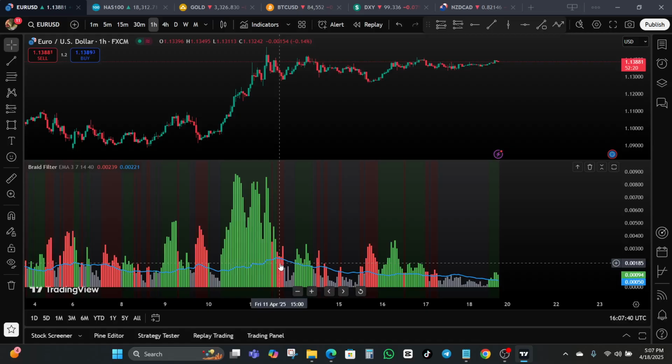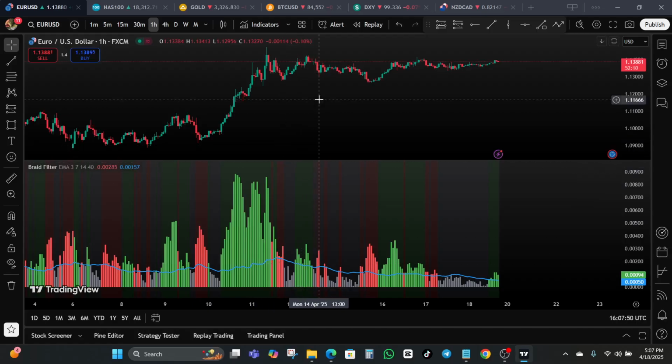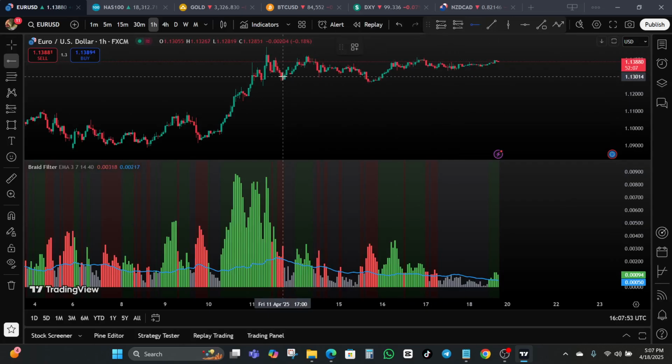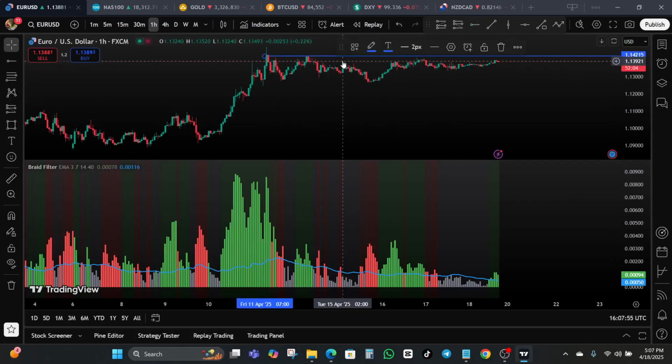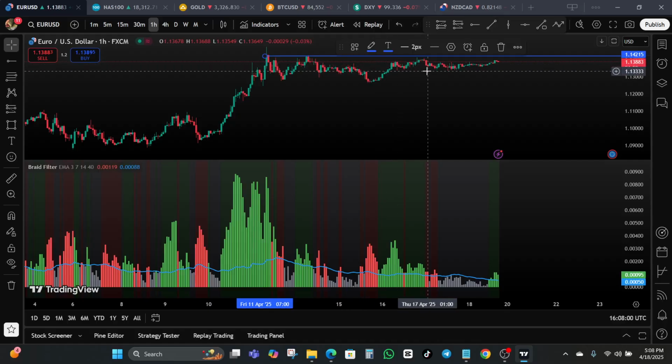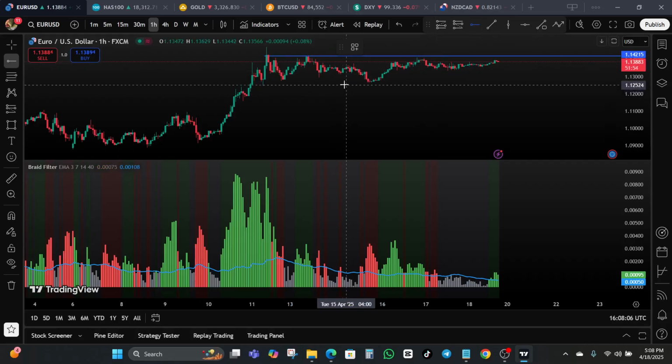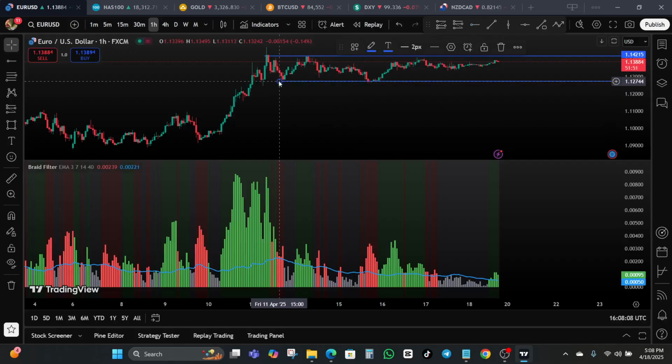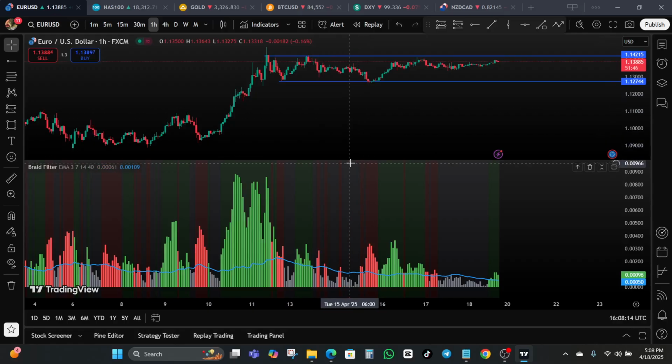And make sure you always get price action confirmation. Always use the signals in conjunction with price action. A breakout above resistance, or a rejection at a support level around the support zone, confirmed by the Braid filter signal could present a high quality trade. So pay attention to your price action.